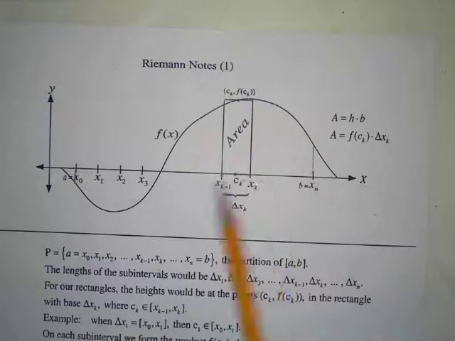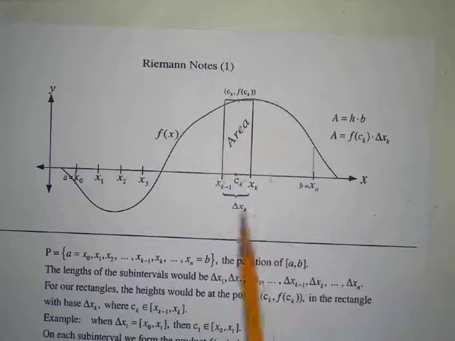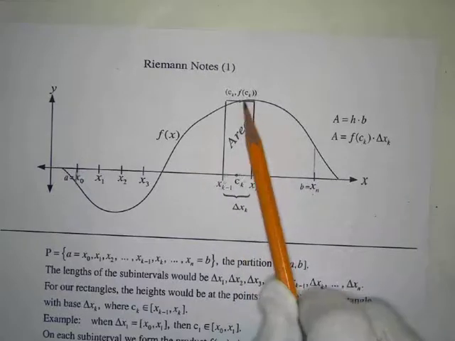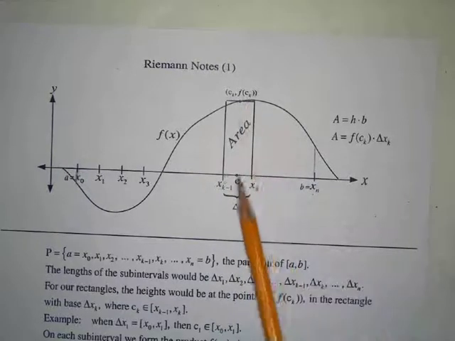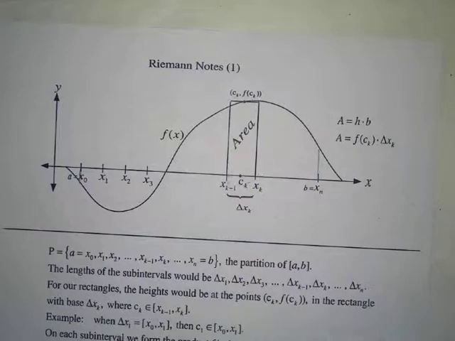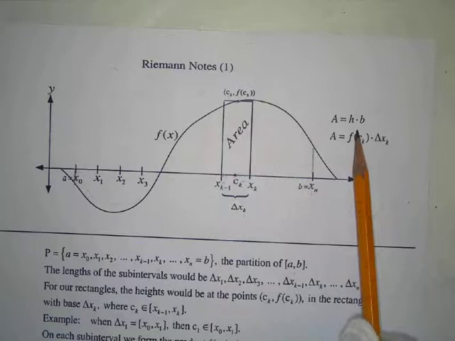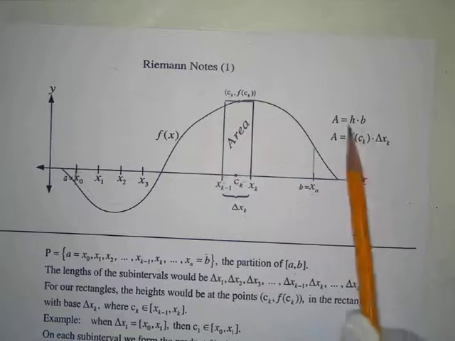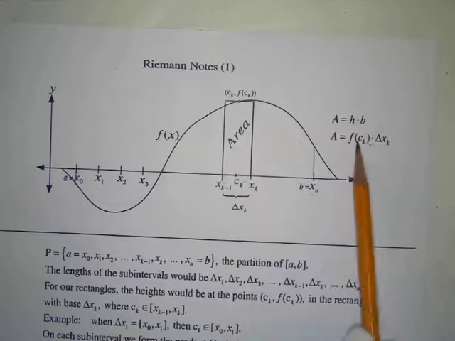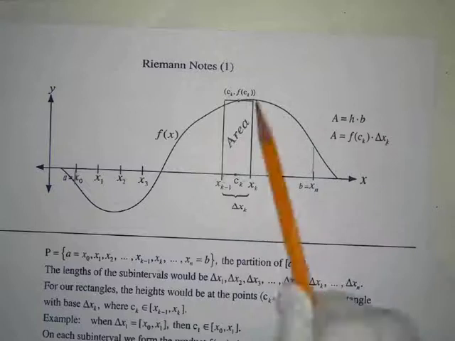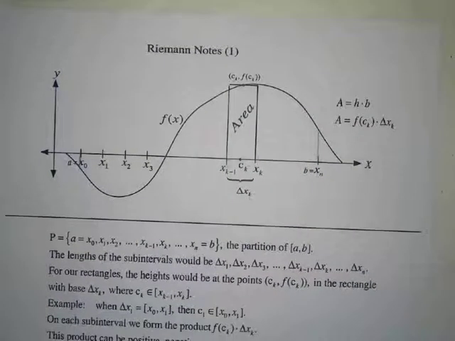So the area of this particular rectangle would be delta x sub k times f of C sub k. In other words, that's the base times the height. And I wrote that over here. That's the area of the rectangle. I wrote it as height times base, which is f of C sub k times delta x sub k. So that's the area of this rectangle.